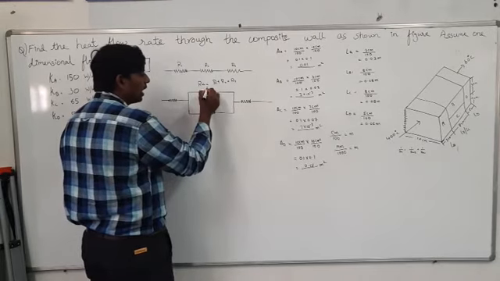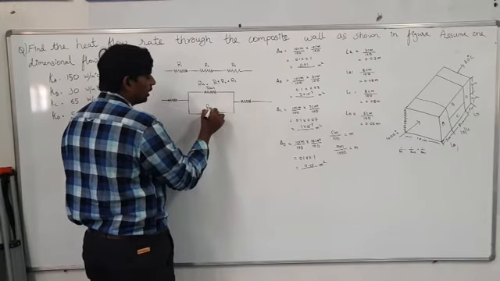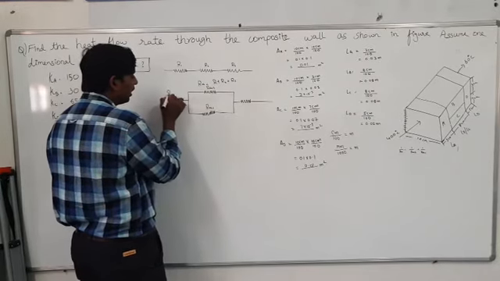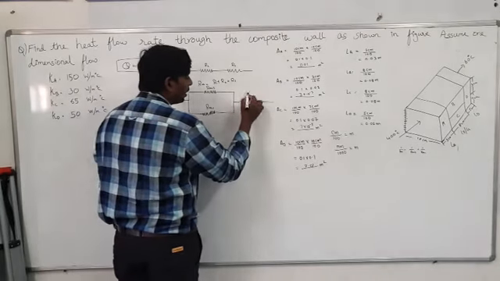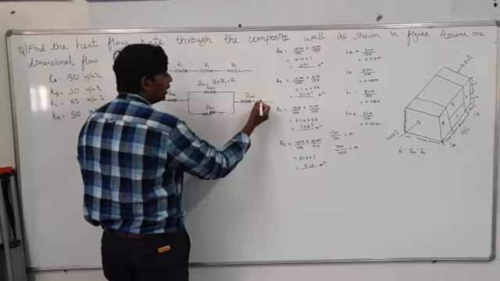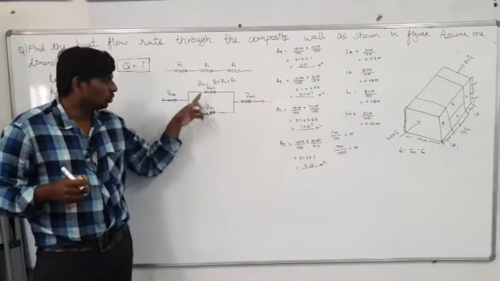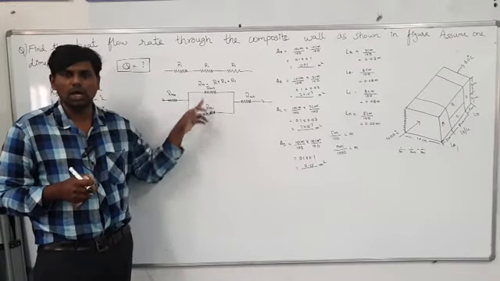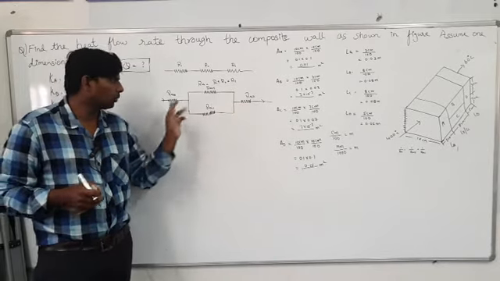So I'll write here RTHB, RTHC, RTHA, and RTHD. Okay? Like this the condition will be there. Here these two are parallel to each other. This one is okay and this one is okay. First you have to convert this one.